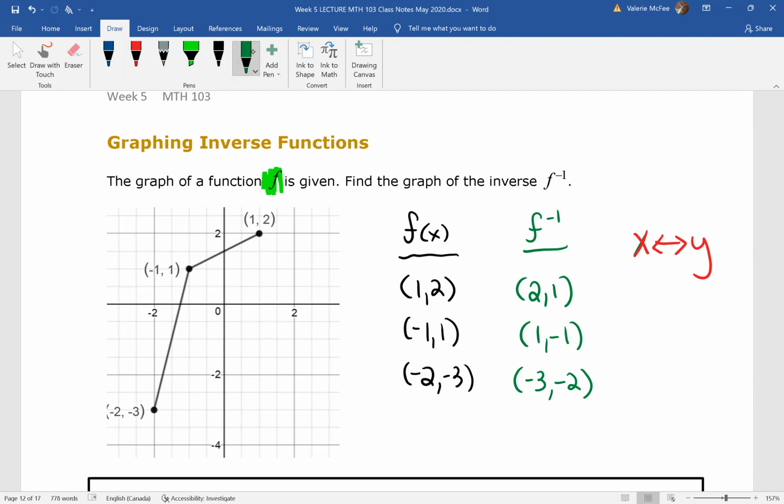So when we graph this, (2, 1), (1, -1), (-3, -2). There we have our inverse function.